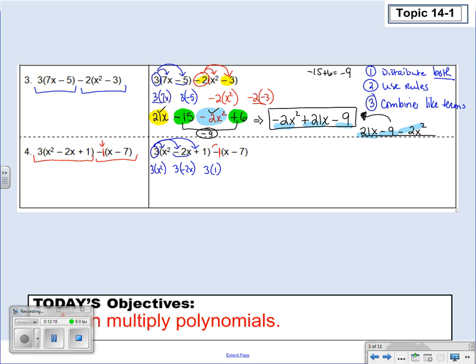Now let's look at our second one. We have a negative 1 out front. We're going to distribute. So negative 1 times x. And then negative 1 times a negative 7. Because again, it's a negative that is with our 7.